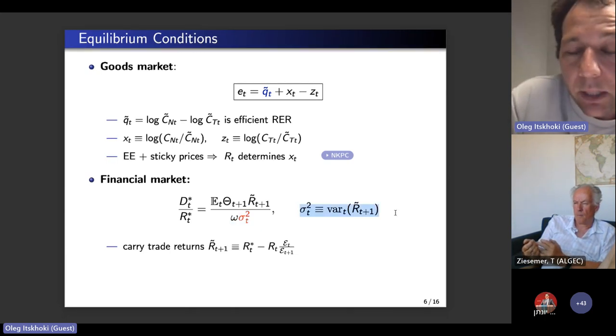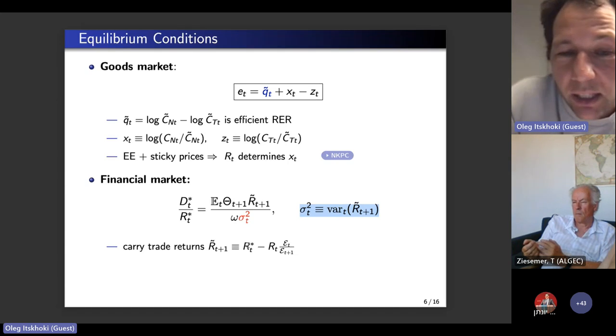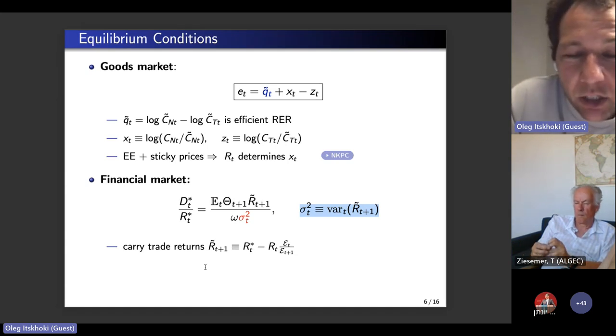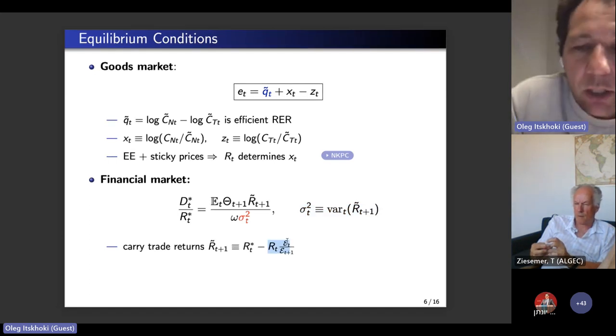And what's the risk of this position? Well, it's the risk of the carry trade strategy. And what's the carry trade strategy? Well, you pocket one interest and you have to pay out the other, but you have to be exposed to the exchange rate risk.